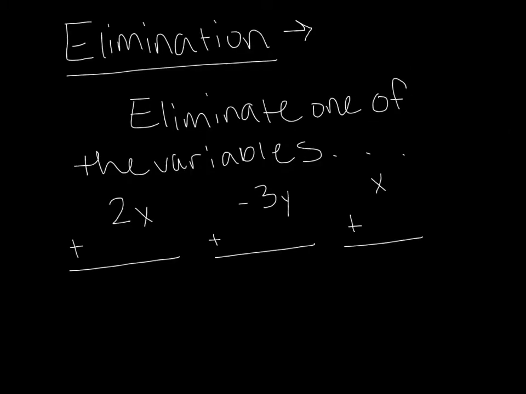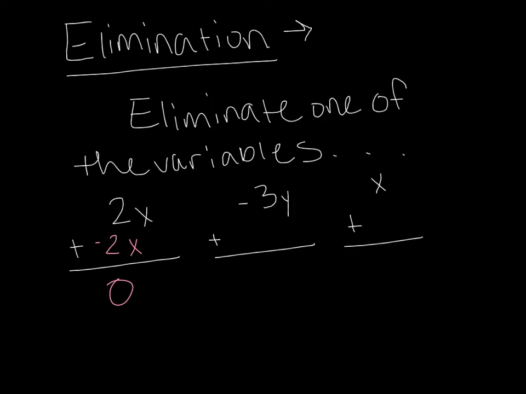Elimination is when you eliminate one of the variables. Okay, so let's talk about what it would mean to eliminate something. How would you eliminate positive 2x? What could I add to 2x to make it go away? Well, you'd add the opposite, or in other words, you would add negative 2x, because 2x plus a negative 2x is 0, so they would cancel each other out.